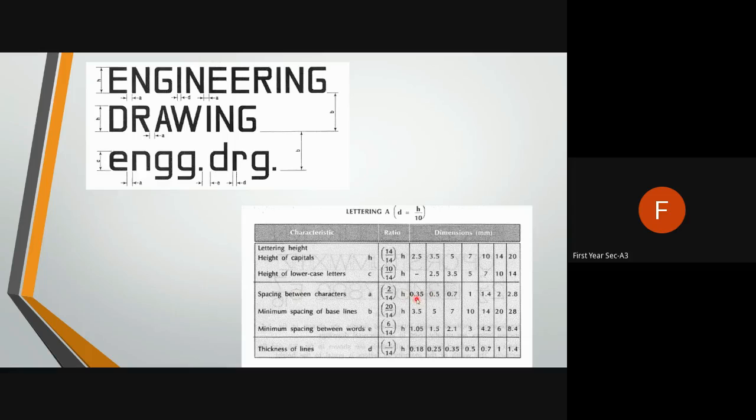How the spaces will be there between, say, E and N, there is a space. Now suppose if you take 2.5 line, you should have a space of 0.35 in between. Okay, if you take, say, 7 line, you should have a space of 1 mm. So these are the standard guidelines which are to be mentioned there. Then thickness of line is also shown here.